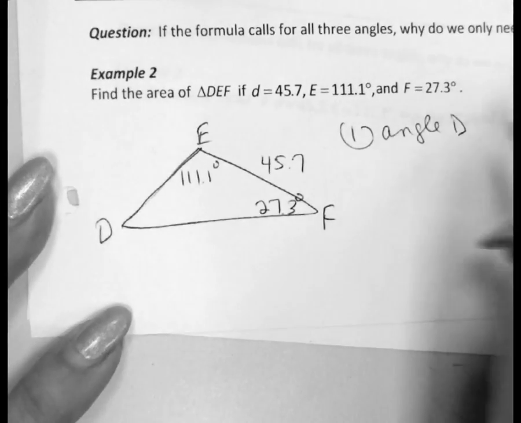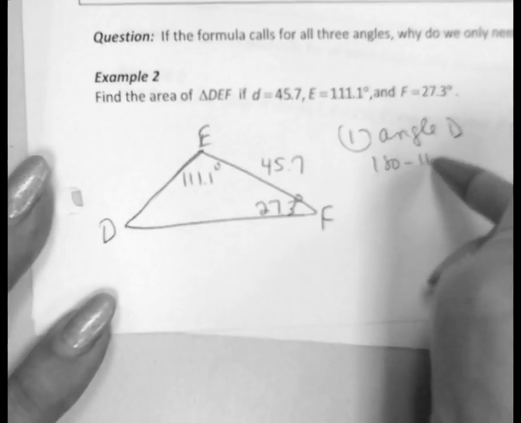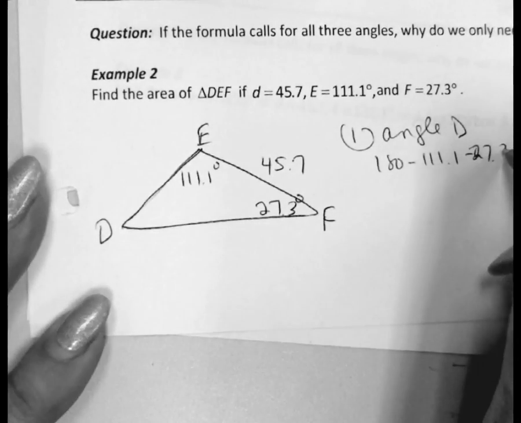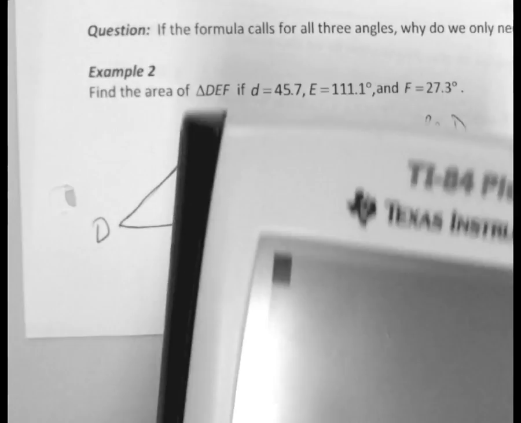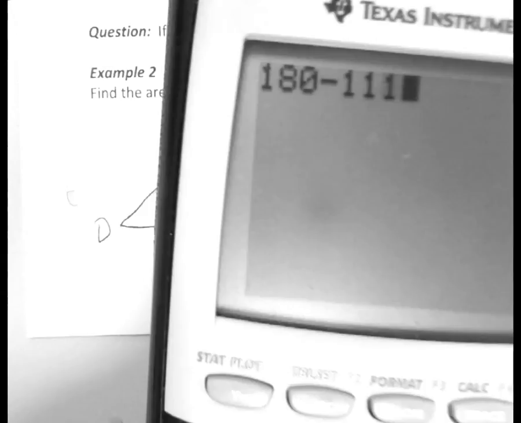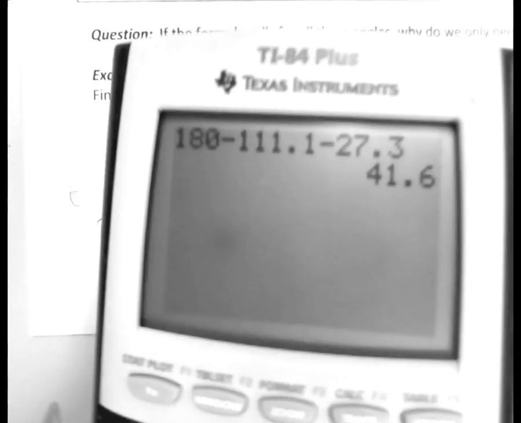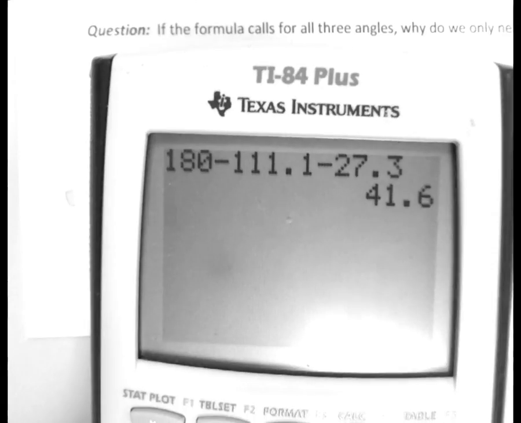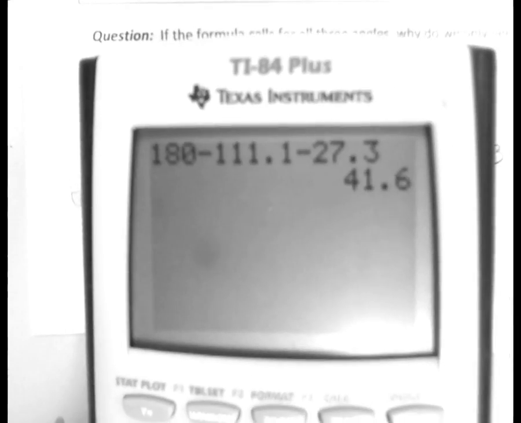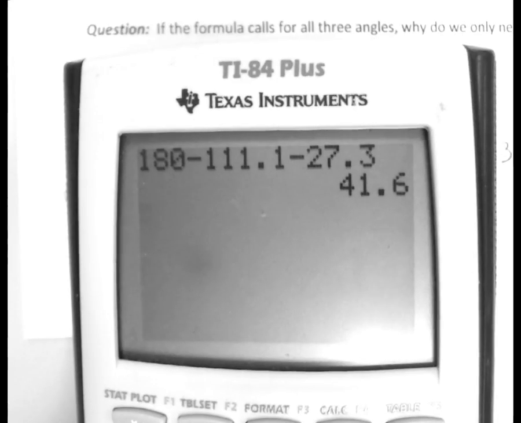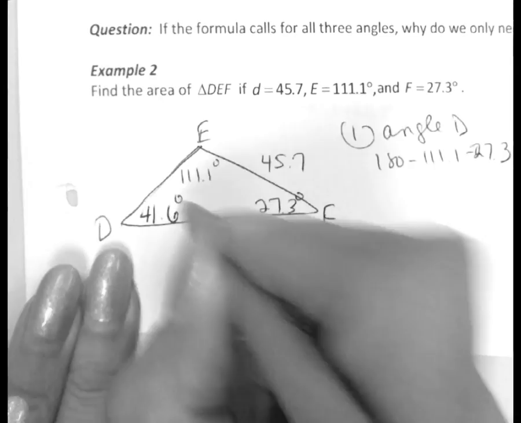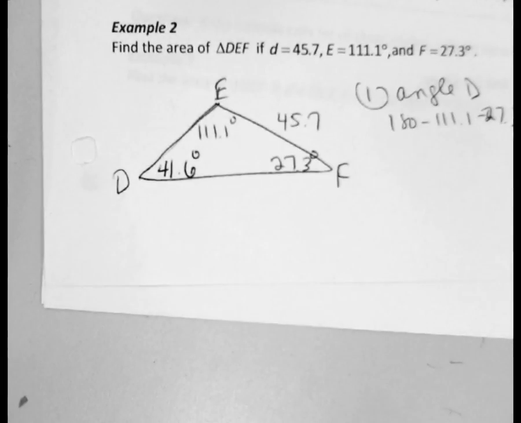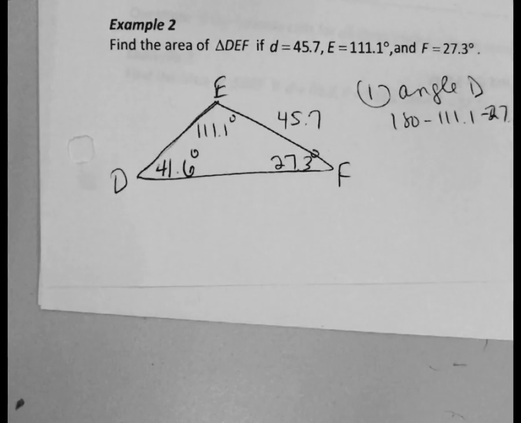Go ahead and find angle D for me. It's 180 minus these other 2. So it's 180 minus 111.1 minus 27.3. Do you guys see that that's 41.6? 41.6, fill in the third angle. So in order to do Formula 2, you have to know 3 angles, which we know, and 1 side. Okay, so we're ready for this formula.